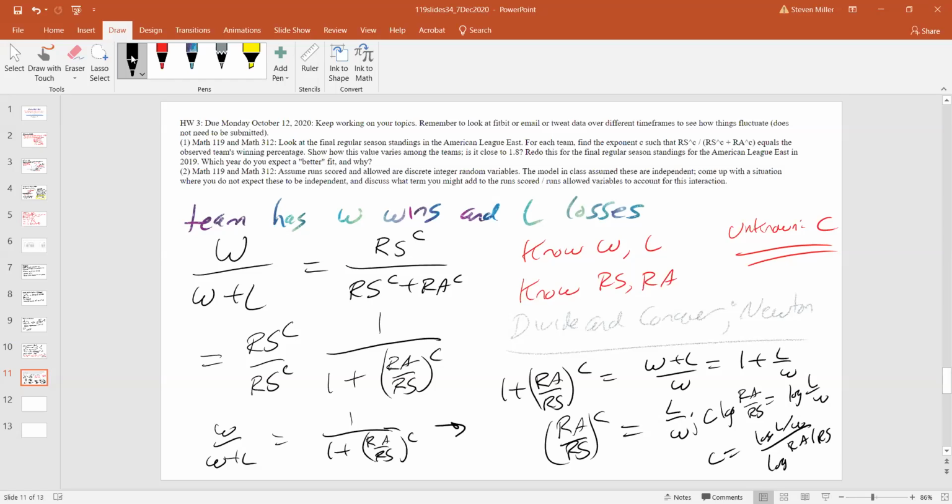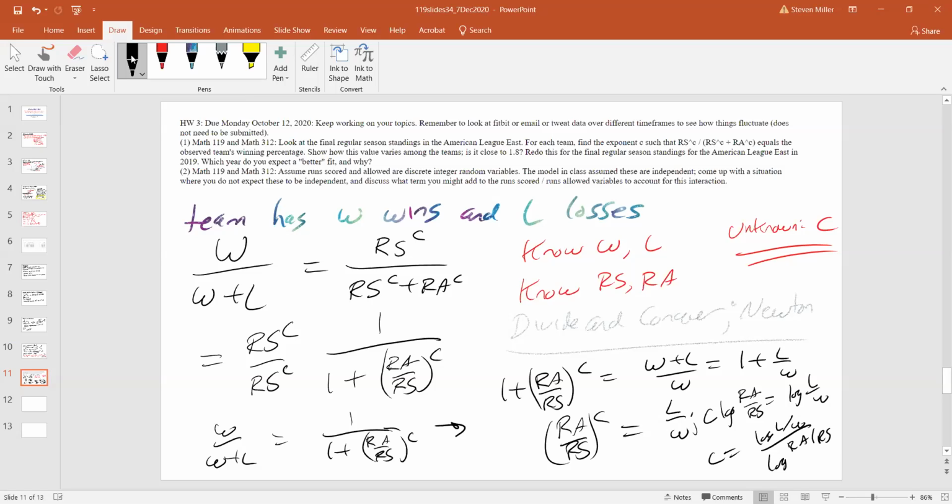And we talked earlier today about how to use Newton's method. Divide and conquer is very similar. The difference with divide and conquer is you use the left endpoint and the right endpoint. And so we could have a sequence of approximations to get closer and closer and closer to the correct value of C. All right, so that's the first question.